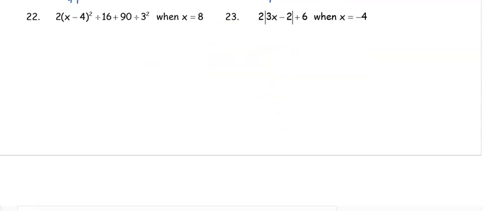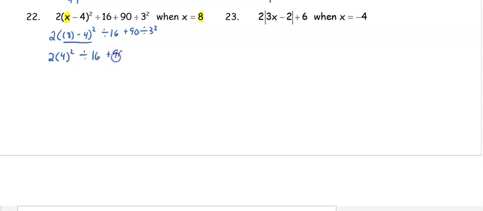In 22, we have x is 8. So we're going to put 8 in place of x. So when I rewrite everything, I have 2 parentheses 8 minus 4 close parentheses squared divided by 16 plus 90 divided by 3 squared. So first we're going to do our parentheses. 8 minus 4 is 4. So we have 2 times 4 squared divided by 16 plus 90 divided by 3 squared.